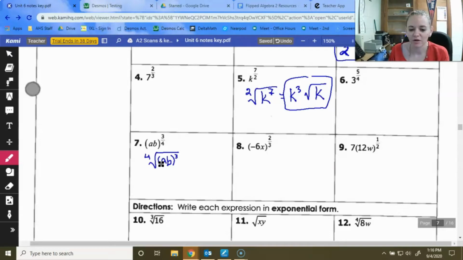Okay, can we take out a group of 4 out of 3? No, we cannot. So the only thing you can do is go ahead and distribute this 3 in here, and we're allowed to do that because it's multiplication. If it was plus or minus, you wouldn't be able to do that. But since it's multiplication, it can be also written like this. All right.